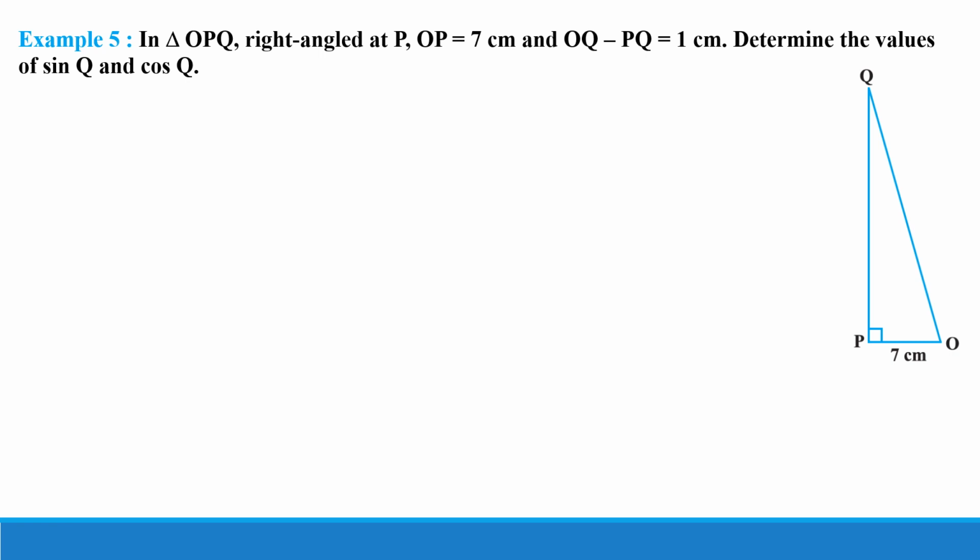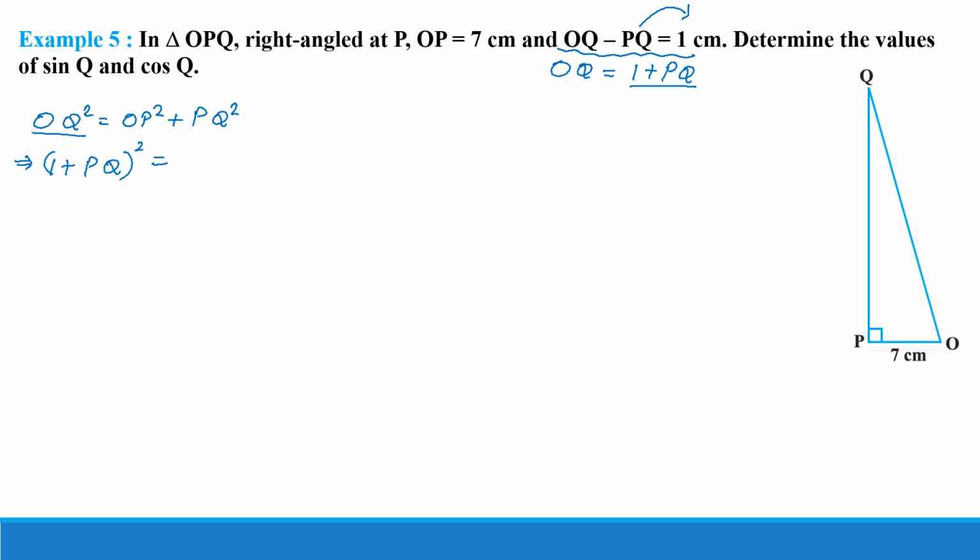So for this triangle, once again, OQ is the hypotenuse, OP is the perpendicular, and PQ can be called the base. So if we use Pythagoras theorem for this, we can write OQ square is equal to OP square plus PQ square. From here, OQ will be equal to 1 plus PQ if I shift this to this side. So if I replace this by 1 plus PQ, we will get (1 plus PQ) whole square is equal to OP square plus PQ square.